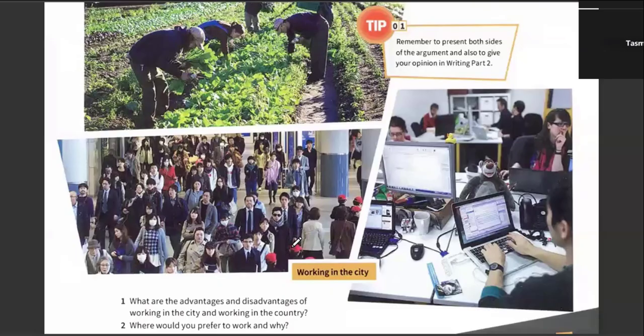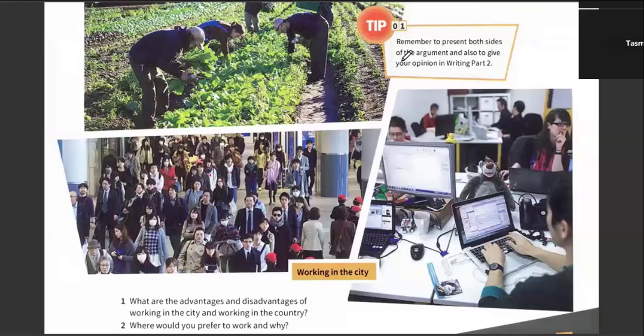And it's very time tiring. Yes, and there is a disbalance between your work and your personal life, so your family doesn't get enough time from you. Very good. Excellent points. Now, what about working in the country?